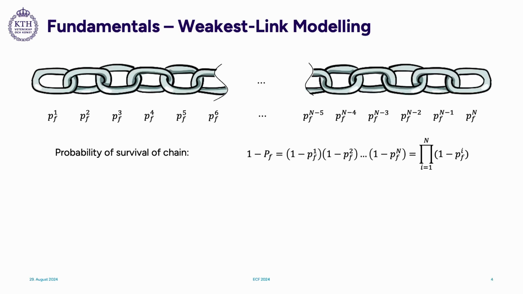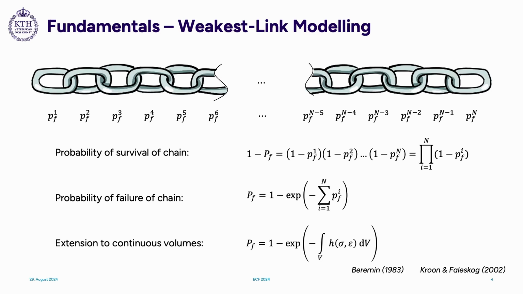So what is weakest link modeling? It's based on the idea that we have a chain with different links. Every link has a known failure probability. The probability of survival of the chain is then 1 minus the failure probability of the chain. Because all the links are independent, we can express it in this way and rewrite this in terms of the failure probability of the chain. We always have 1 minus the exponential function of minus the sum over all the failure probabilities of the chain links. If we extend this now to continuous volumes, we replace the sum by the integration over the volume.